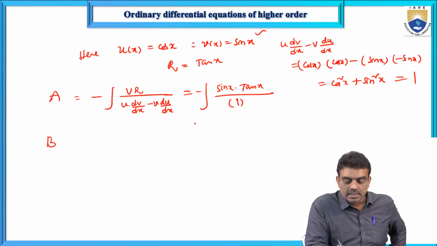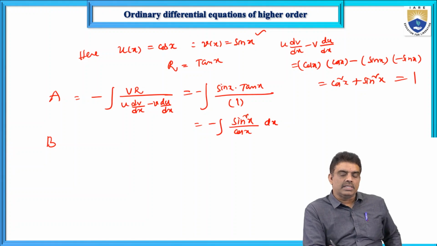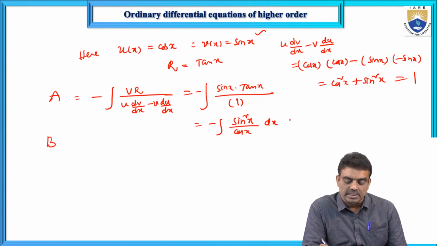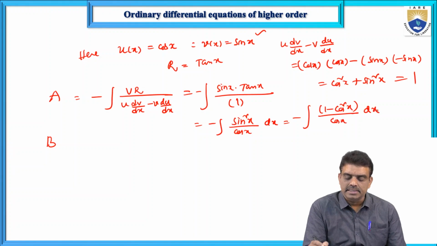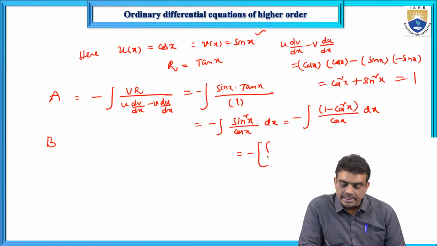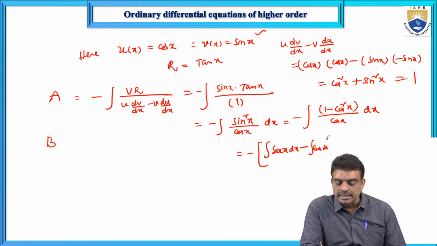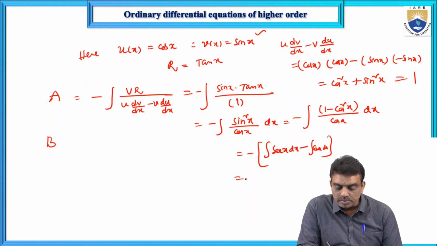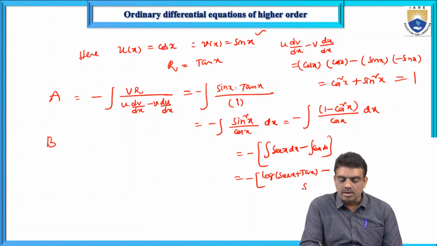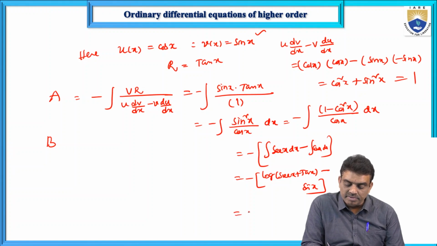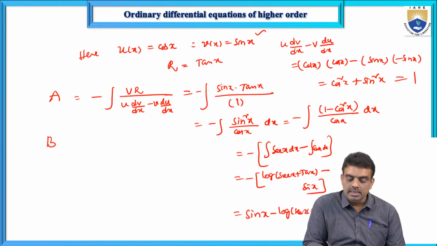So sin x into tan x, that is minus integral sin square x by cos x dx. Tan x means sin x by cos x; already sin is there, sin into sin square x by cos x. But sin square x can be written as 1 minus cos square x, by cos x, dx. So that is equal to minus integral sec x dx, first term, 1 by cos, secant, second term integral cos x dx. So minus integral sec x, that is log of (sec x plus tan x), minus integral cos x, that is sin x, or on multiplying with the minus sign, sin x minus log of (sec x plus tan x). This is the value of a.